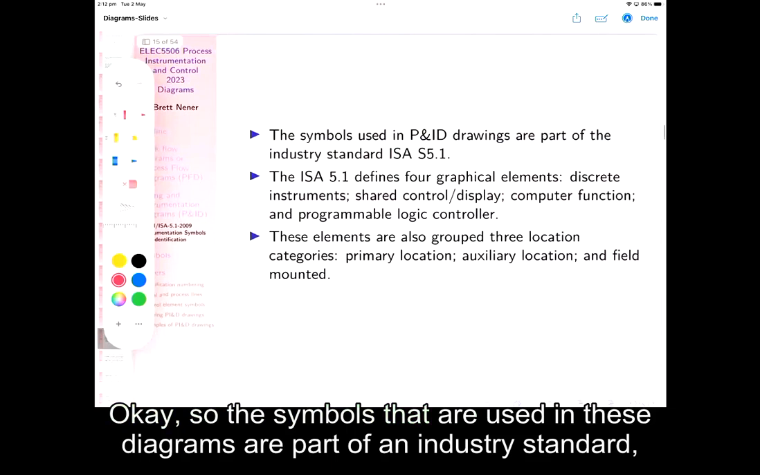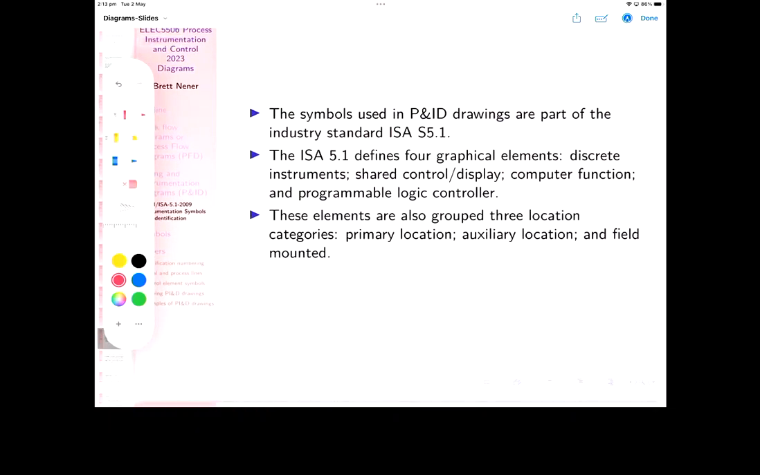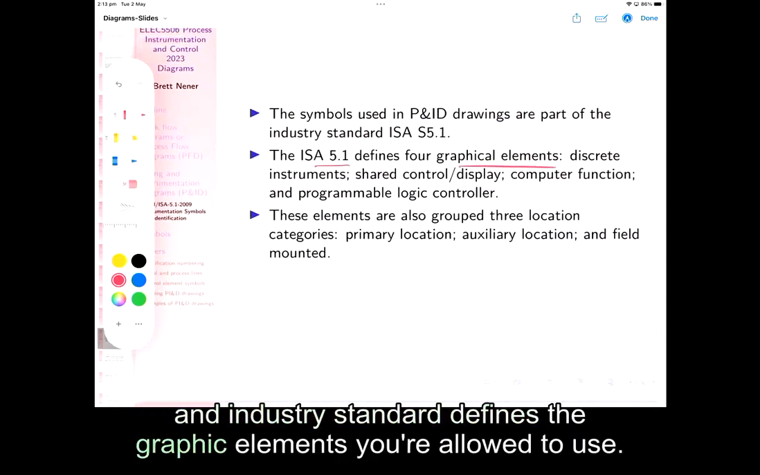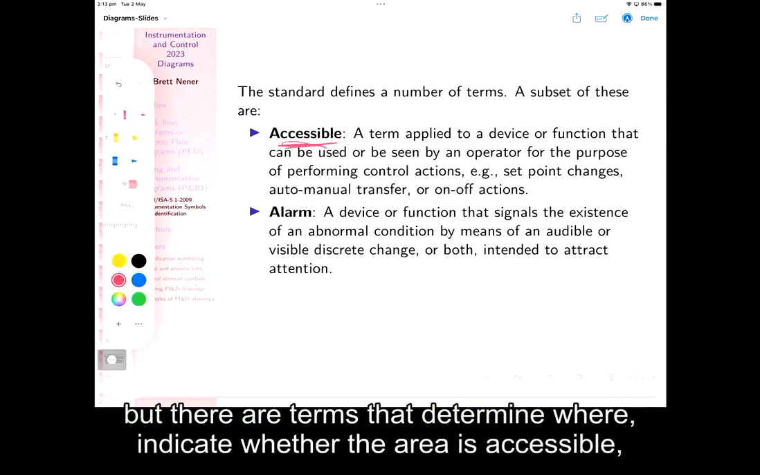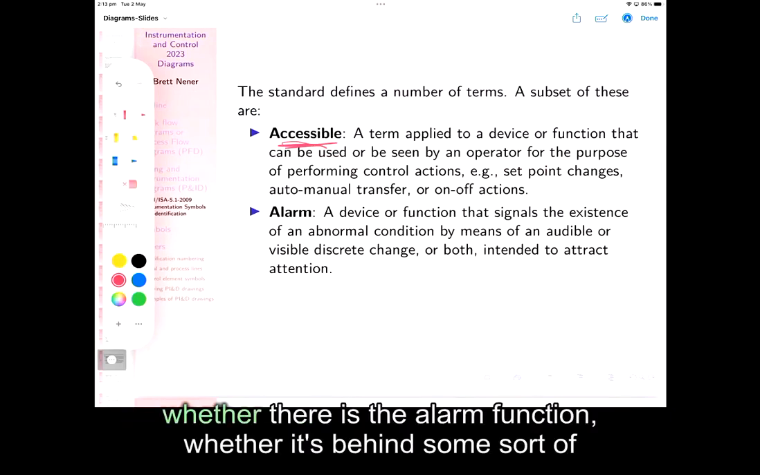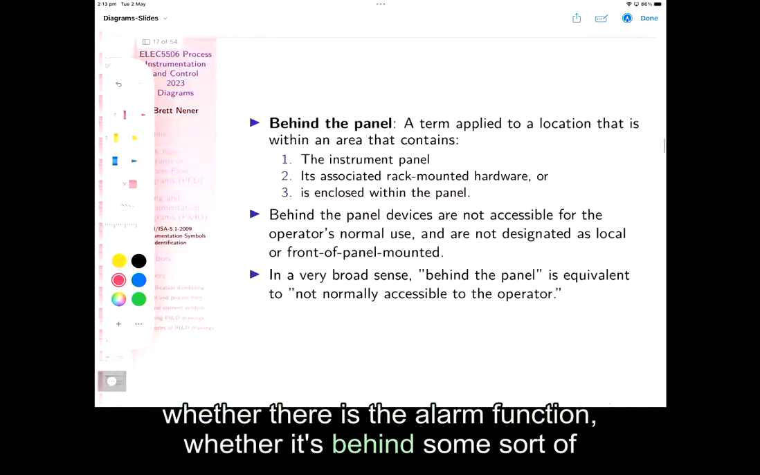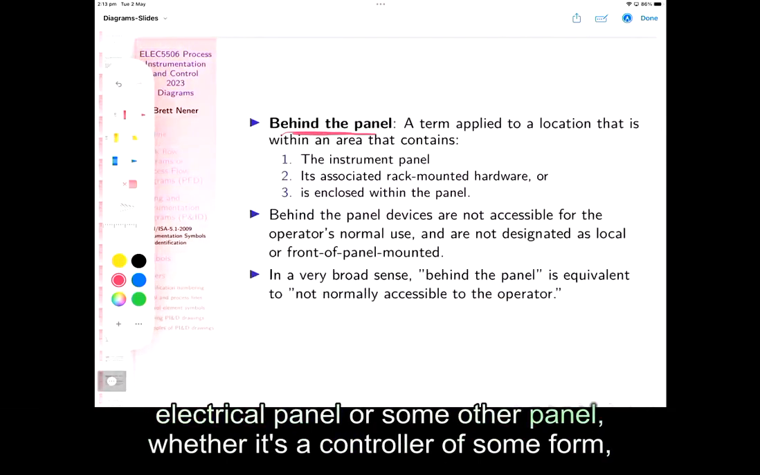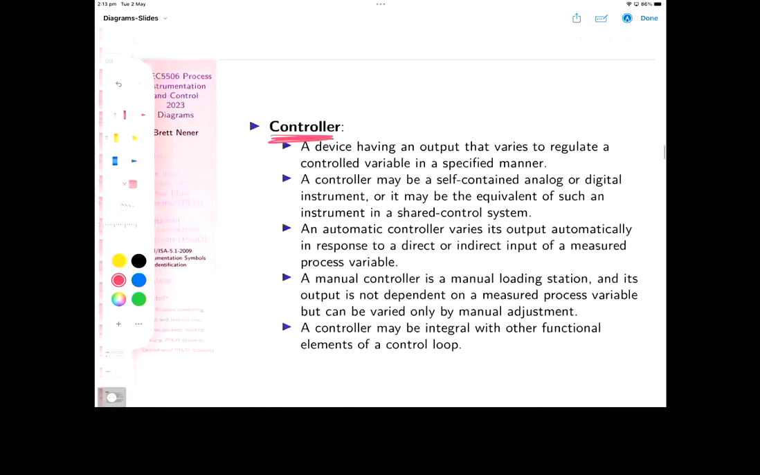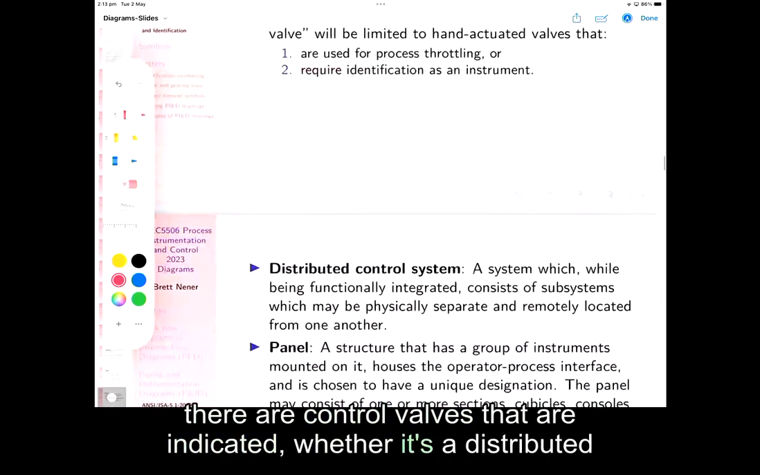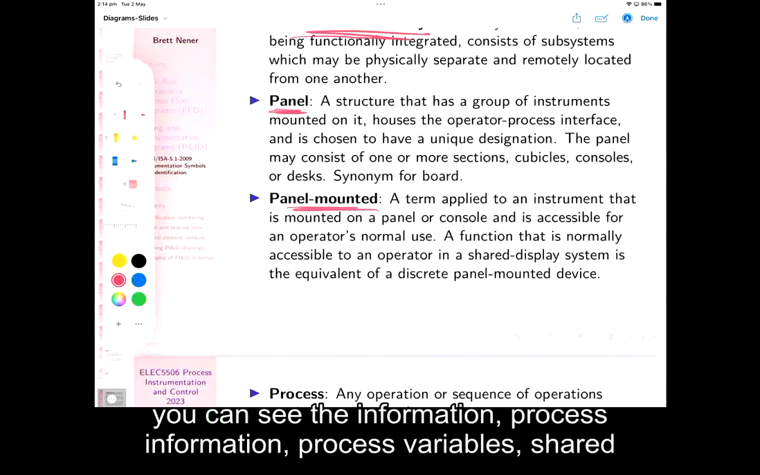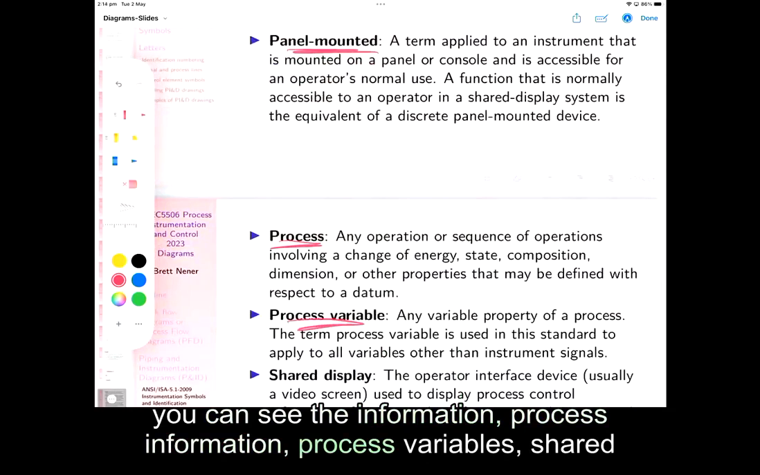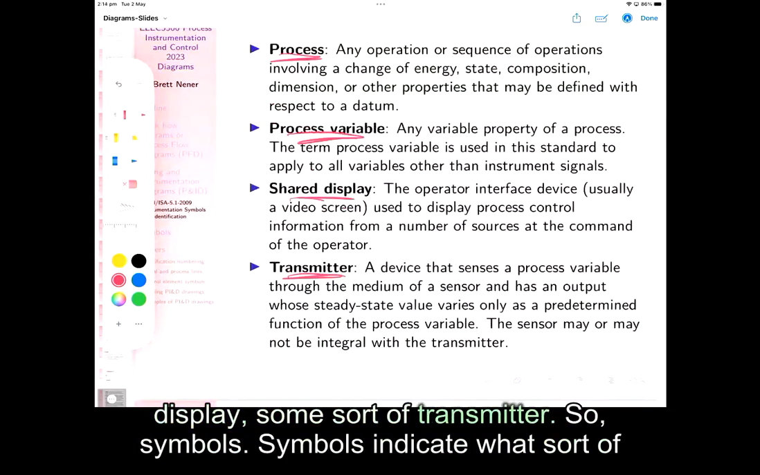Okay, so the symbols that are used in these diagrams are part of an industry standard, and the industry standard defines the graphic elements you're allowed to use. So the standard defines a number of terms. I'm not going to go through all of them, but there are terms that indicate whether the area is accessible, whether there is an alarm function, whether it's behind some sort of electrical panel or some other panel, whether it's a controller of some form. There are control valves that are indicated, whether it's a distributed control system, whether you can see information panel mounted, so you can see the process information, process variables, shared display, some sort of transmitter.